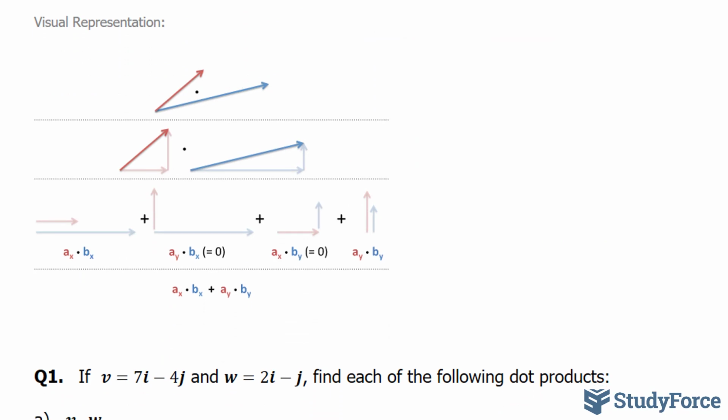Take a look at this visual representation. Pretend that we have this red vector and this blue vector, and we're taking the dot product of the two. You multiply the x component of both vectors and the y component of both vectors and then add them up.